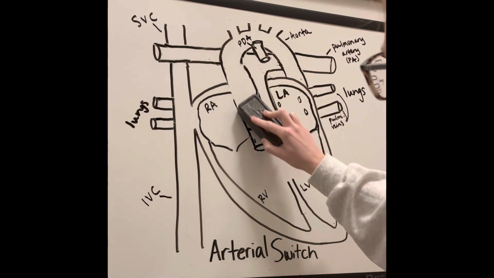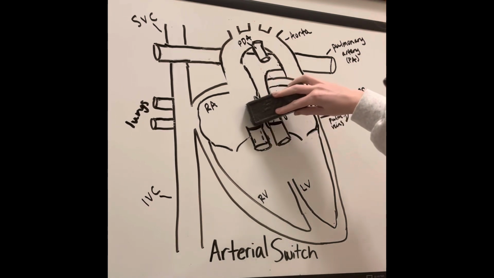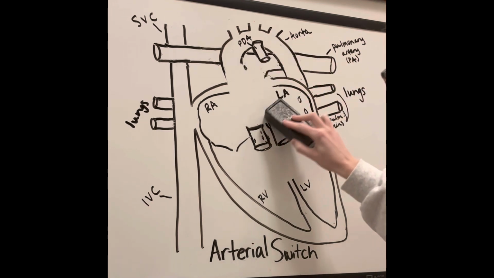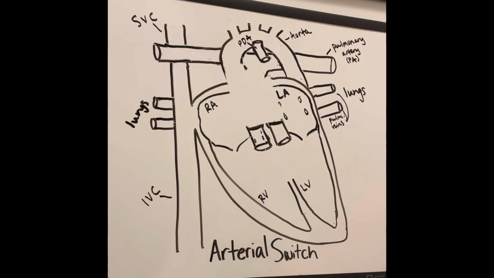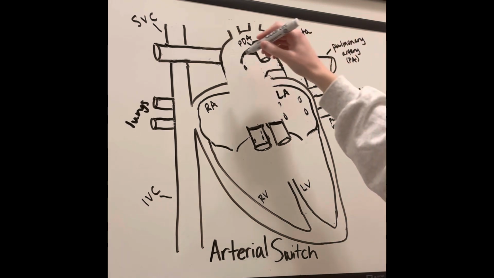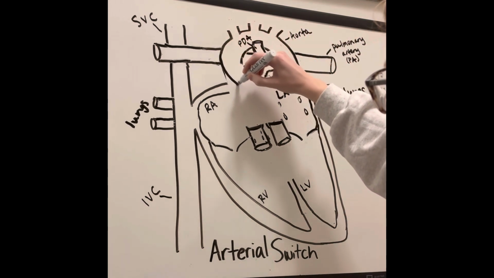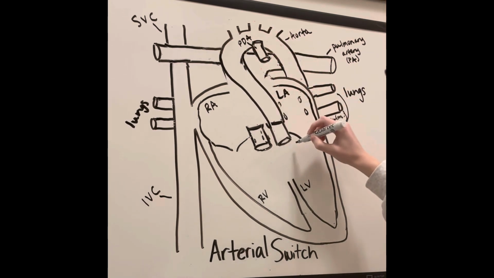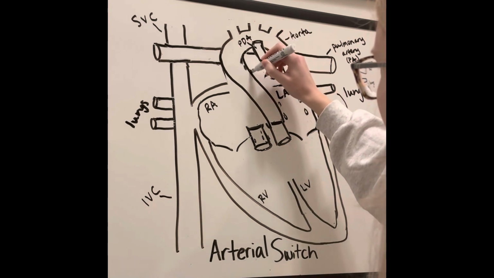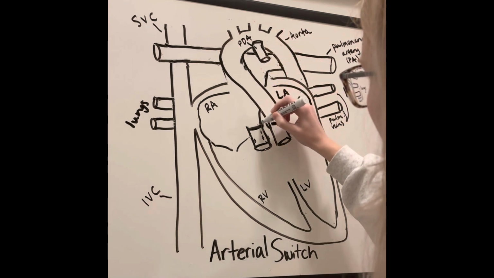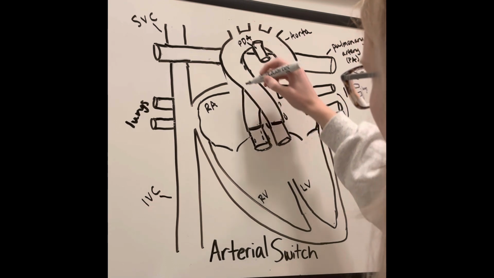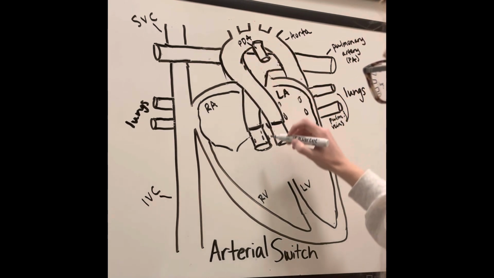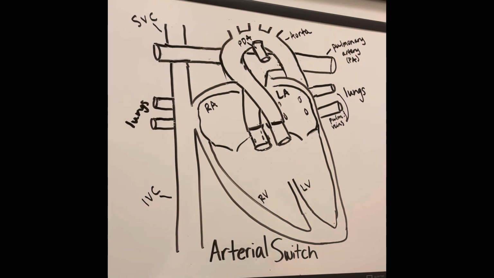So we'll just put that back, and then they're going to pull the aorta over to connect to the left side of the heart where it's supposed to be, and then they're going to pull the pulmonary artery over and reconnect it to the right side of the heart where it's supposed to be.